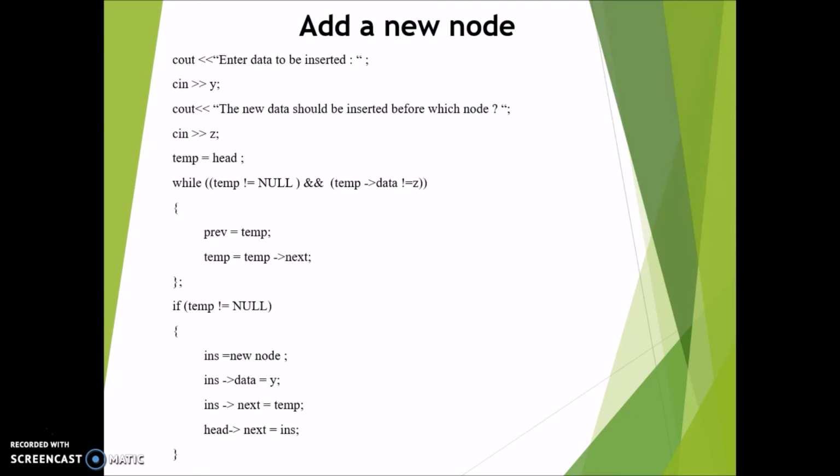And if temp finds the data Jack, we will create a new node called ins, and we set the data of ins equals to y. And ins points to next of temp. That means we set ins in front of temp. And previous points to next equals to ins. That means the next node of previous is equal to ins.